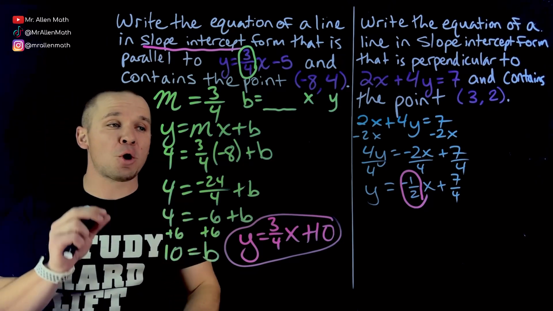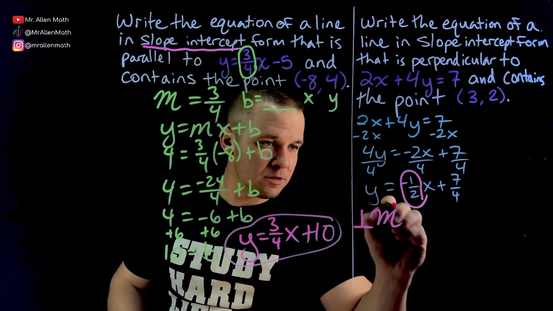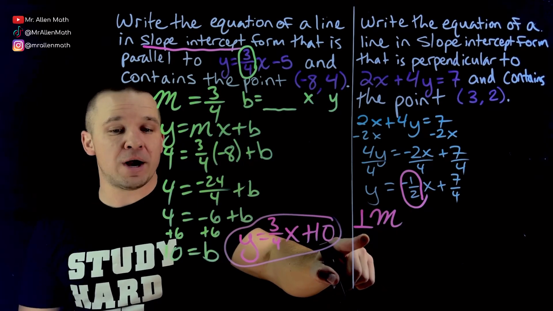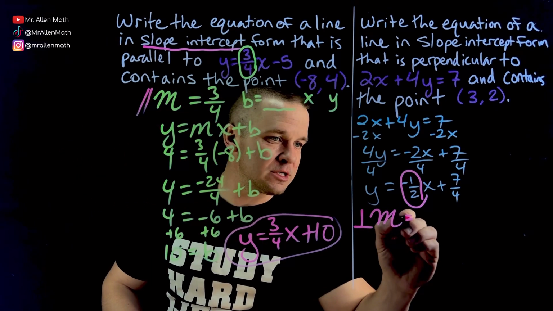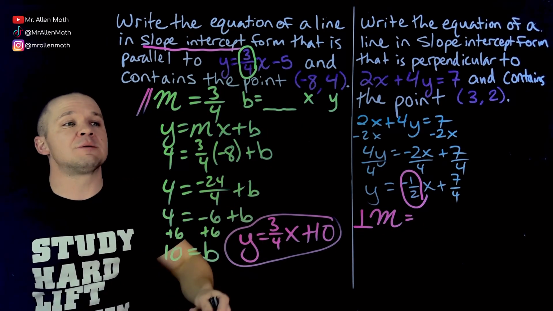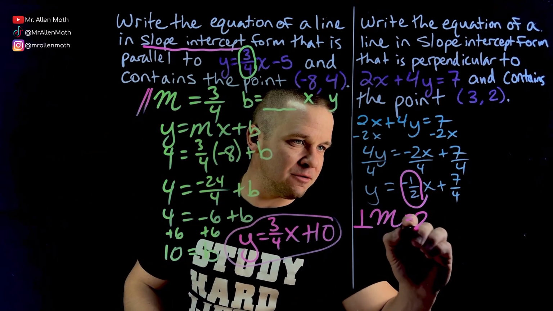But I want my perpendicular slope. Perpendicular slope. That means perpendicular, by the way. Parallel, we could have done this. Parallel slope equals my opposite reciprocal. So I'm going to flip it and change the sign. So we get positive 2.